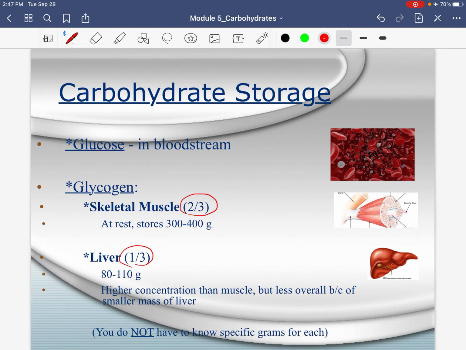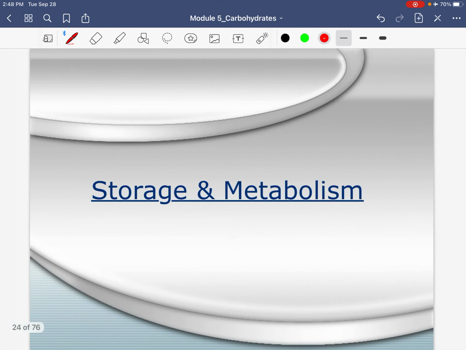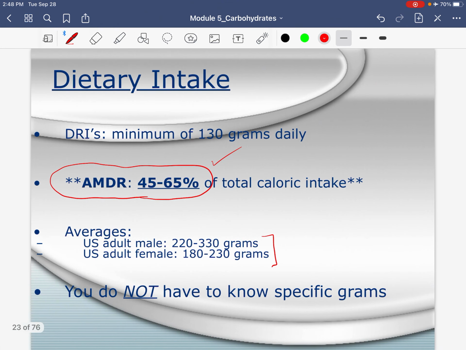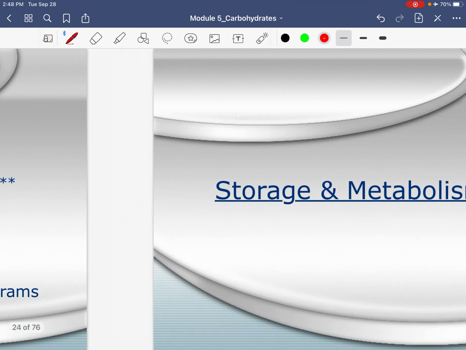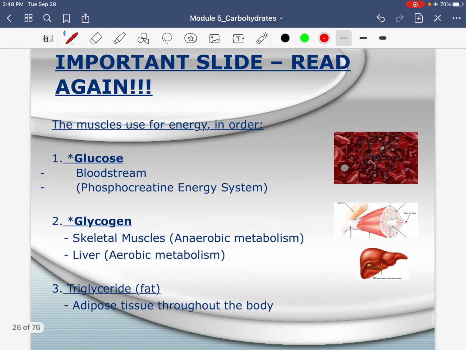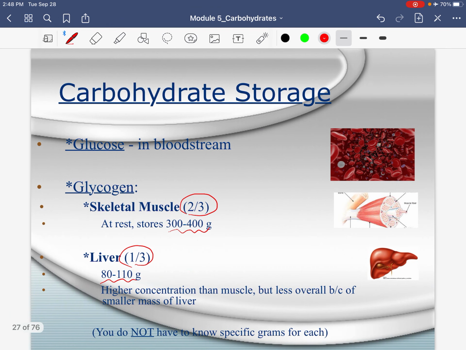You can see the grams here. It's significant. I'm not going to ask you those grams, but those are high. Look at the skeletal muscles. At any given point in time, your skeletal muscles have about 300 to 400 grams of glycogen stored. Let me go back to the recommendations. That's more than a male or female is recommended to ingest all day. So these are substantial. It's a good thing, though.